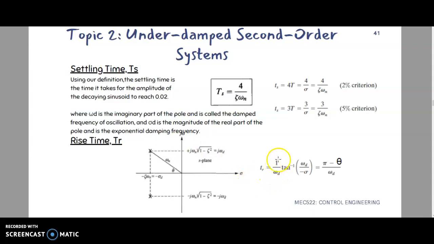So Ti equals 1 over omega d, tangent inverse of omega d divided by minus sigma. Then simplify, you can get (pi minus theta) divided by omega d. So you must know what theta is here, and then divide by omega d. Basically, you need to convert this one to radians.